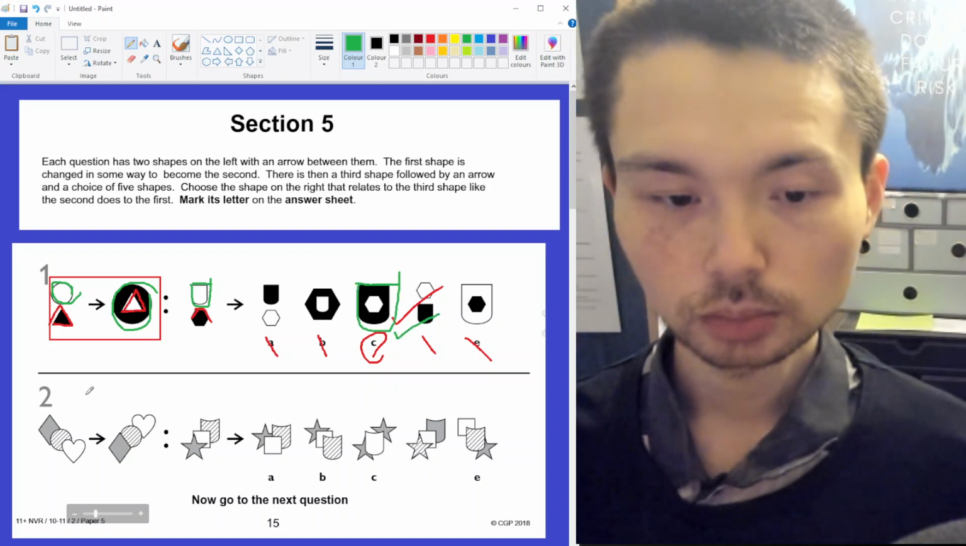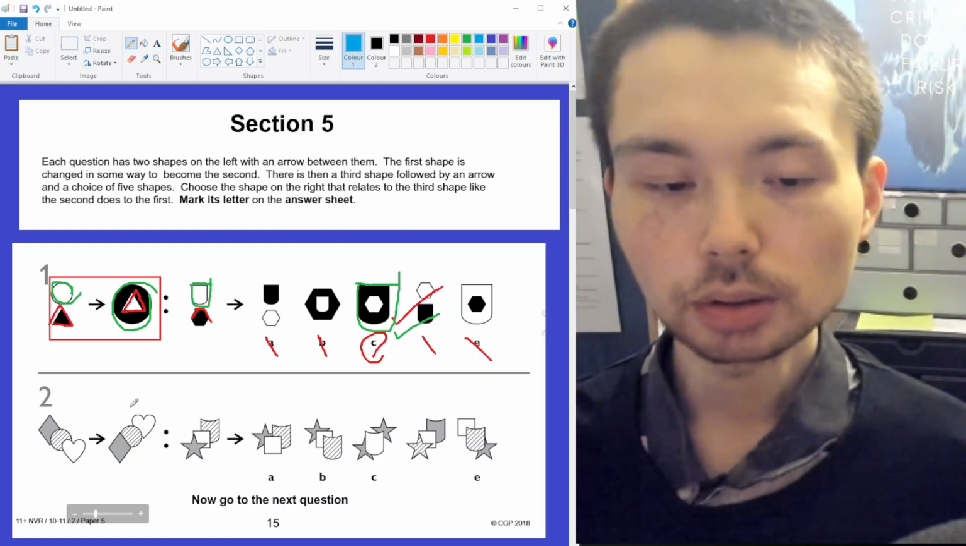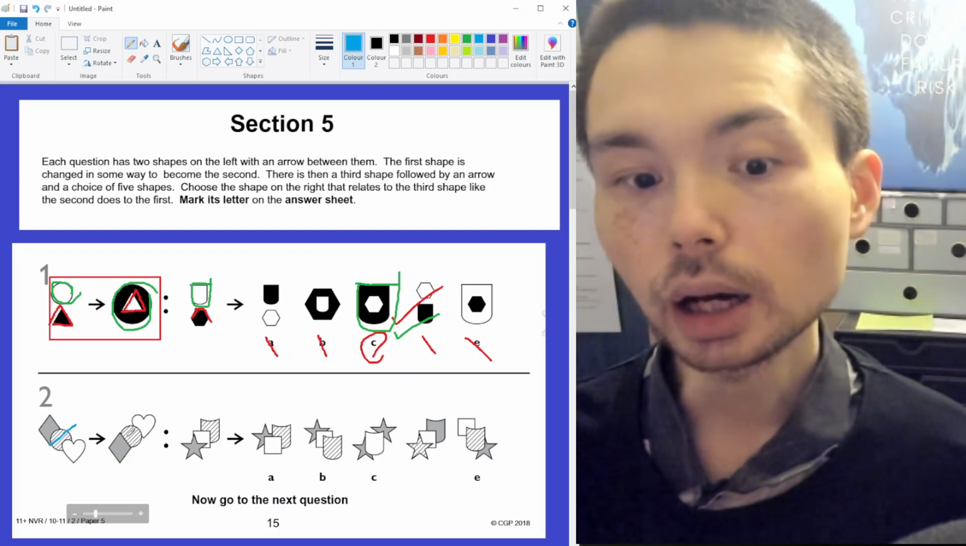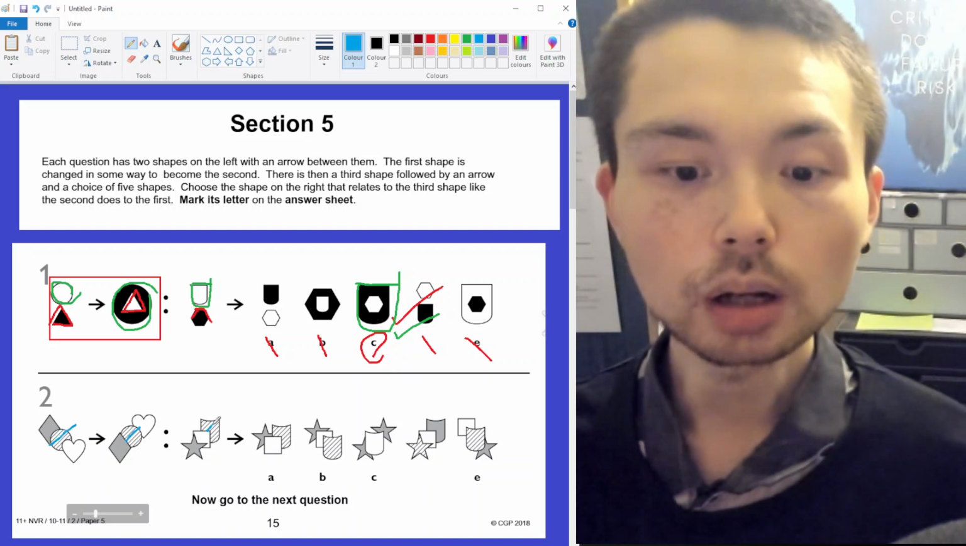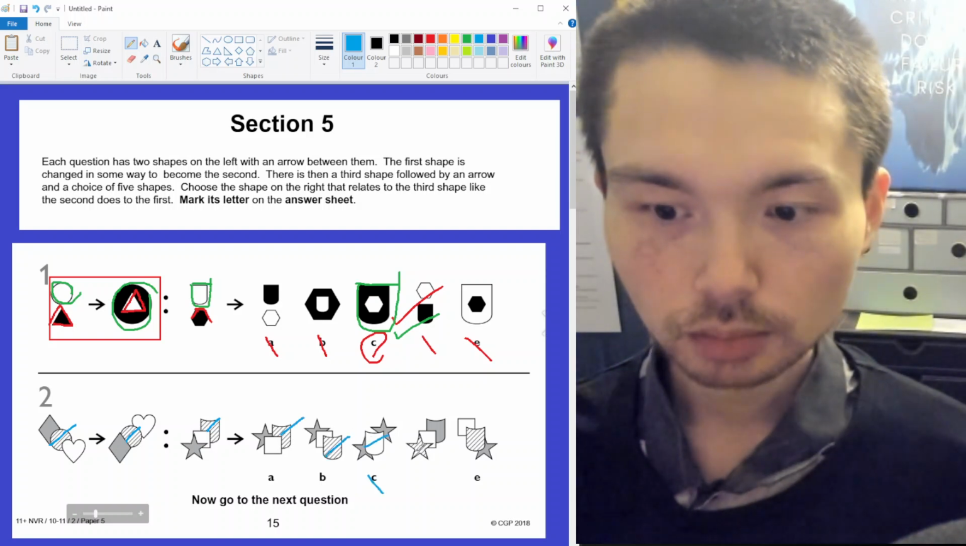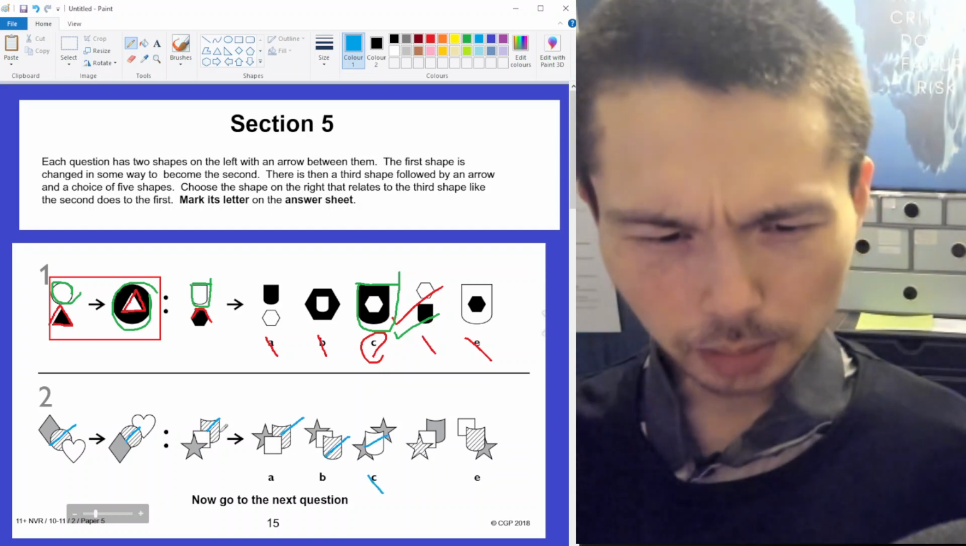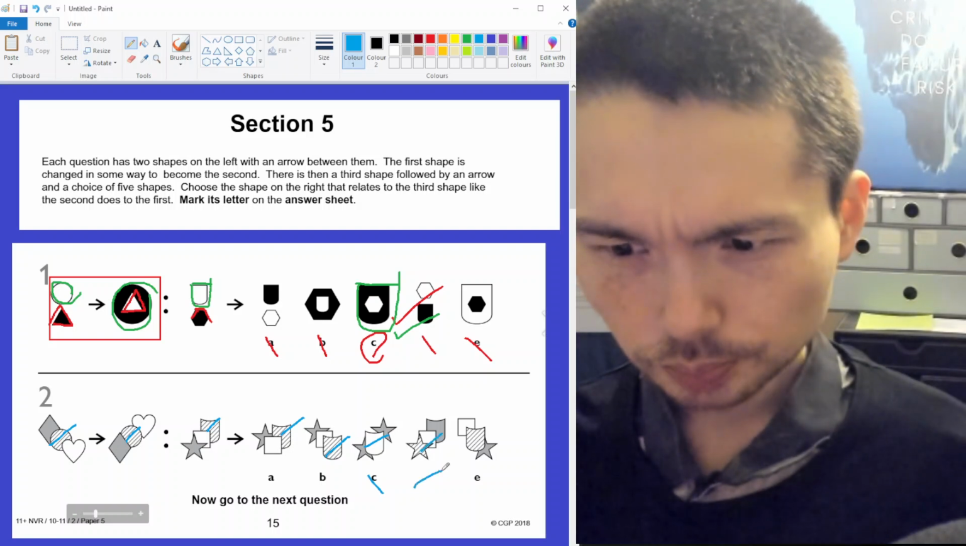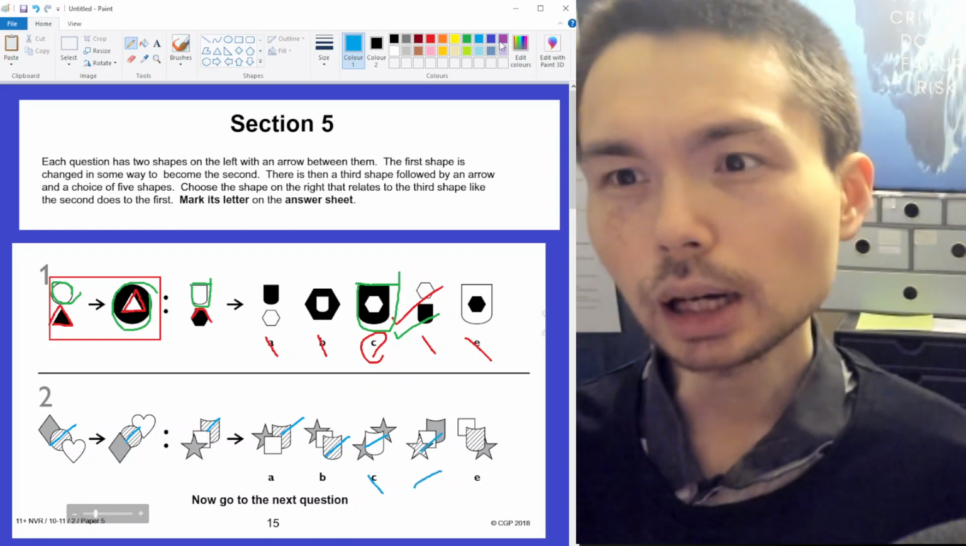Question 2. Think about the lines. That one stands out to me. Lines, lines. Here. Lines going the same way. Yes, yes, no. It's got to be the same shape as well. No, yes. Look at the other shape.